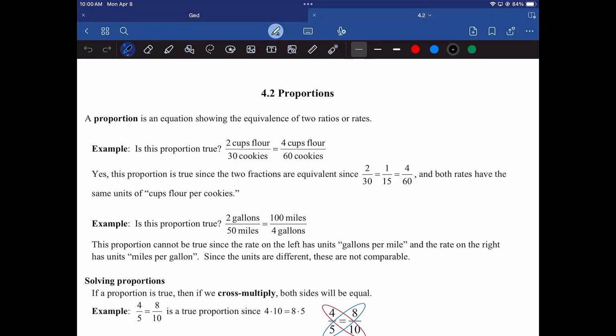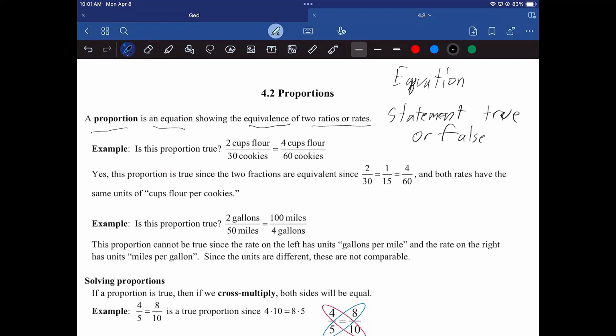It was great. All right, so a proportion is an equation showing the equivalence of two ratios or rates. There's a lot of big words there. So let's simplify this a little. Let's talk about what is an equation. An equation is a statement that is true or false, but not both simultaneously.